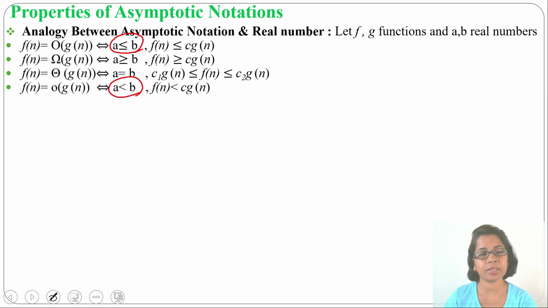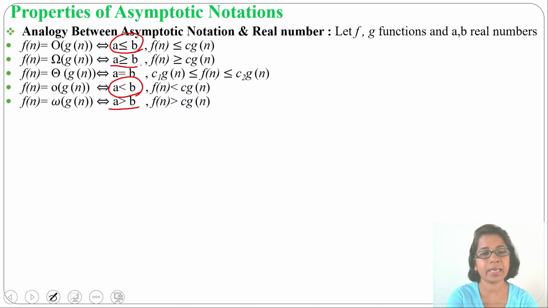C is some constant. If f(n) equals little omega of g(n), we can write a greater than b. In case of big omega, it is a greater than or equal to b. In case of little omega, it is a greater than b. Or we can write f(n) greater than C g(n).